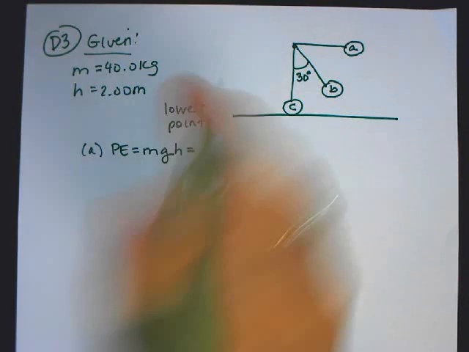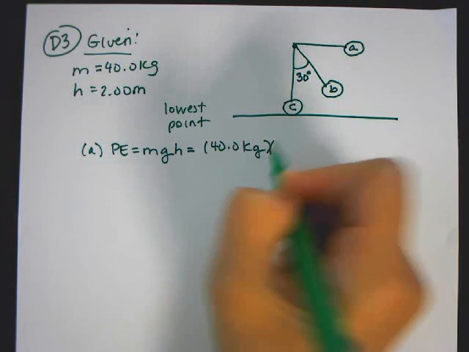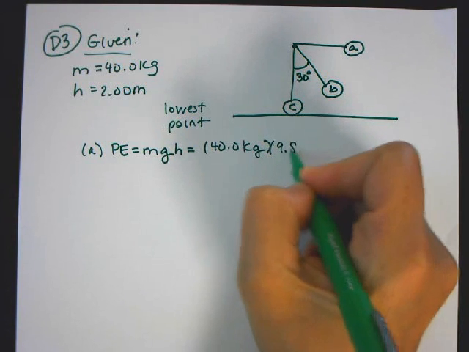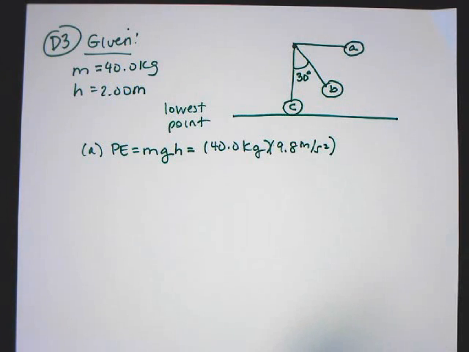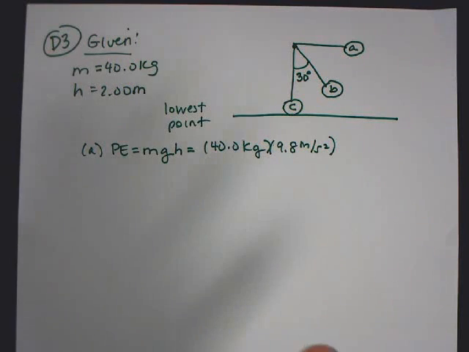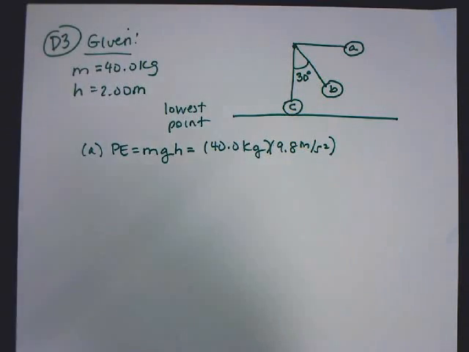So it's equal to the mass, which is 40 kilograms, times gravity, which is 9.8 meters per second squared. And you notice I'm not putting the negative in because energy is a scalar quantity. So right now we're not concerned with direction, okay? We can lose it, but right now we're just going to leave it like this because we don't want to get confused, times the height.